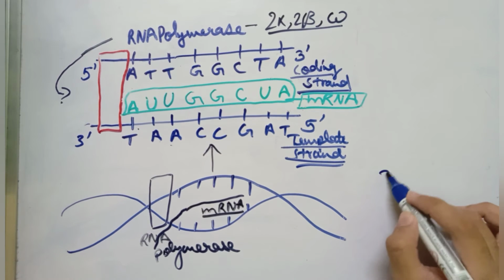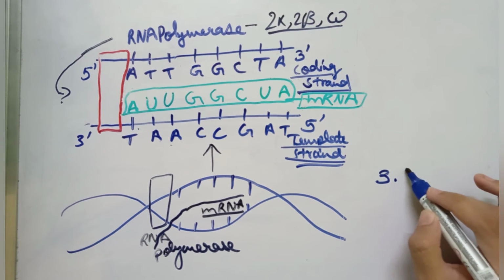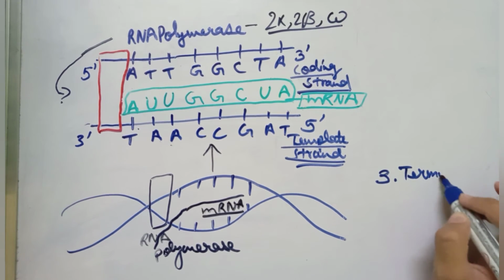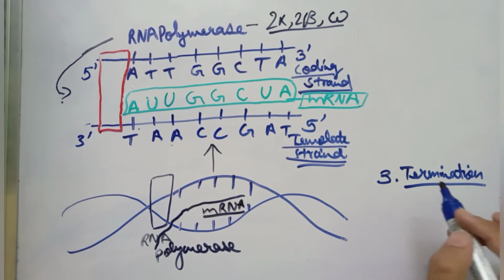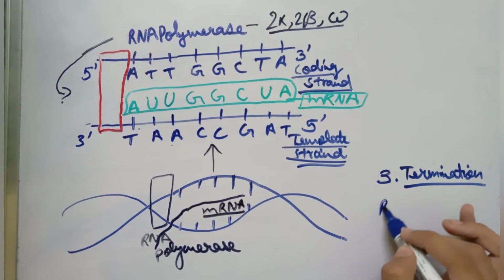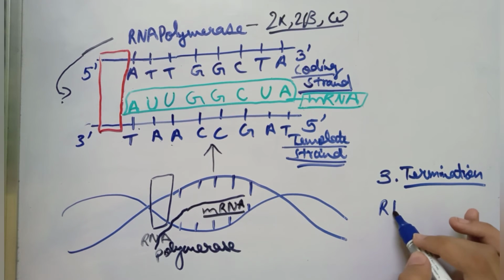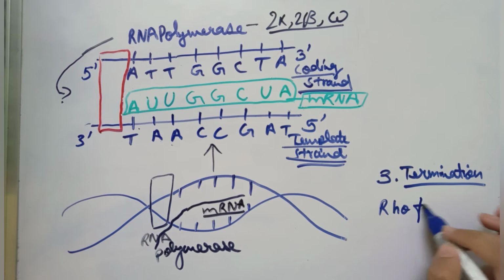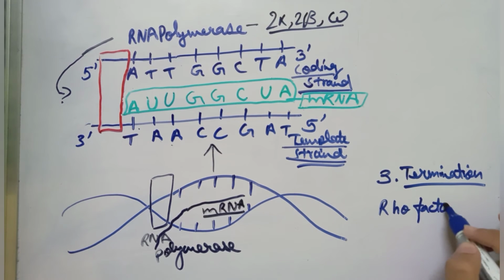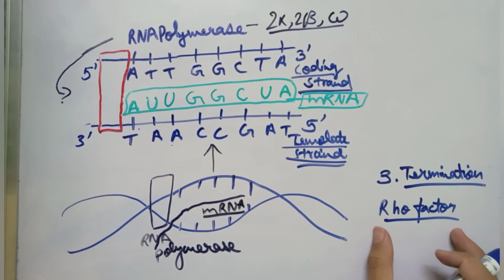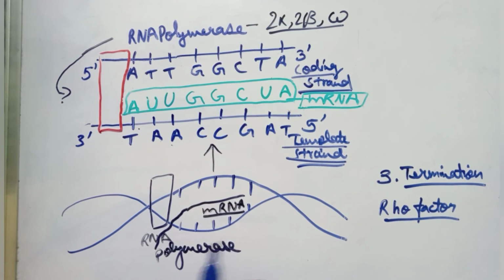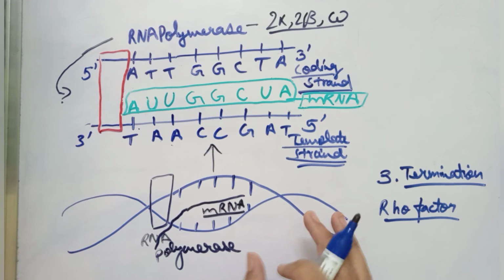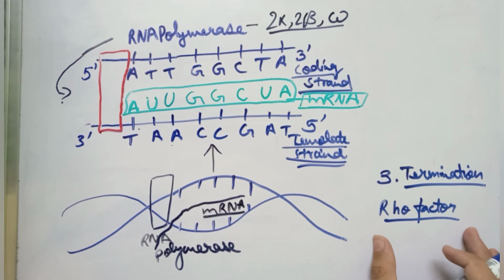Now let's see the third and the last step of transcription, which is known as the termination step. In the termination step, a protein factor is present in the prokaryotic cell, which is known as the Rho factor. Now this Rho factor will tell this RNA polymerase to stop its action. Why will it stop or terminate the transcription process?